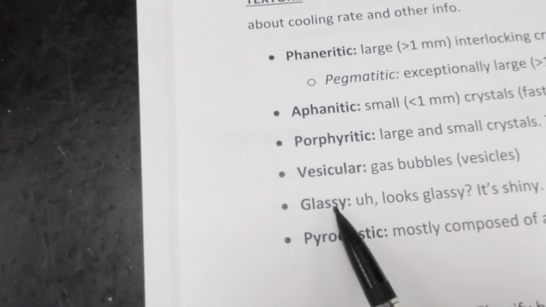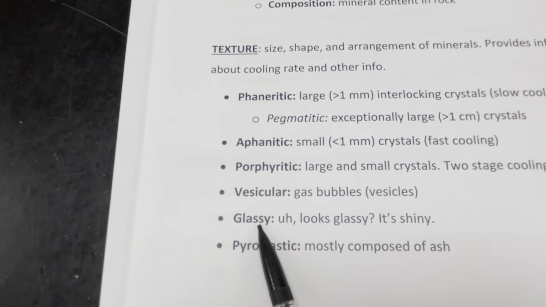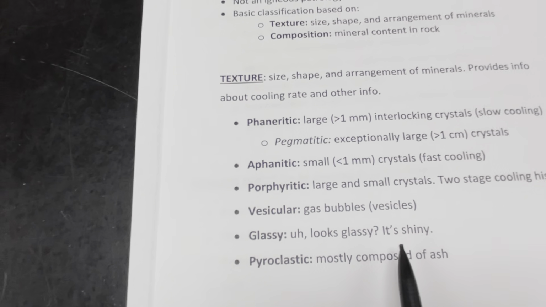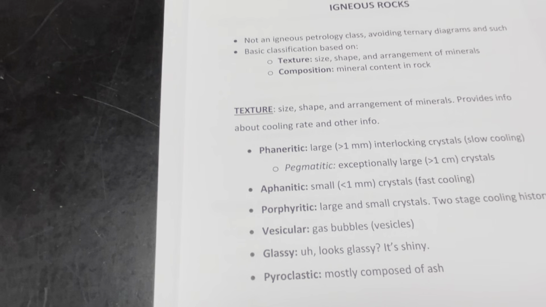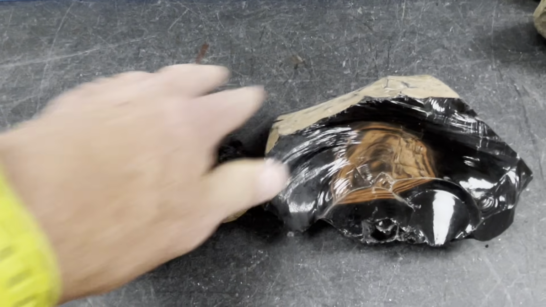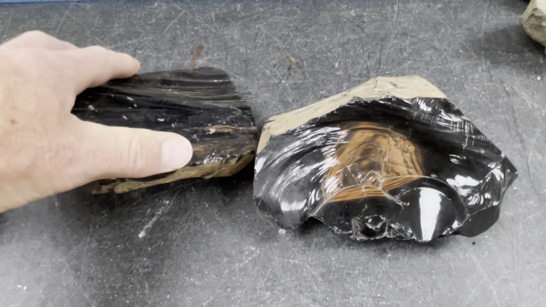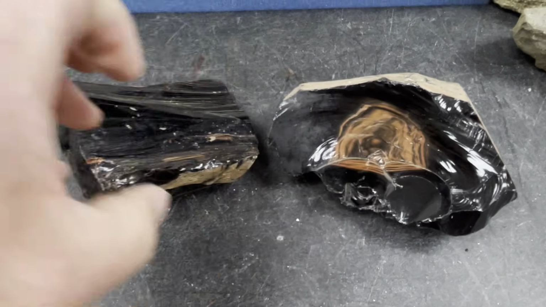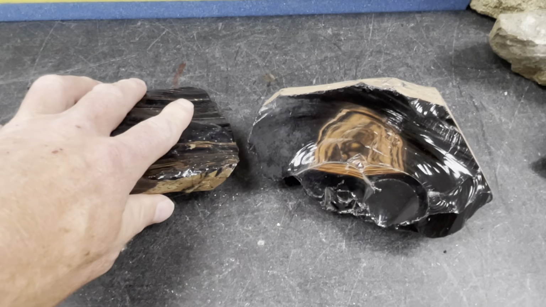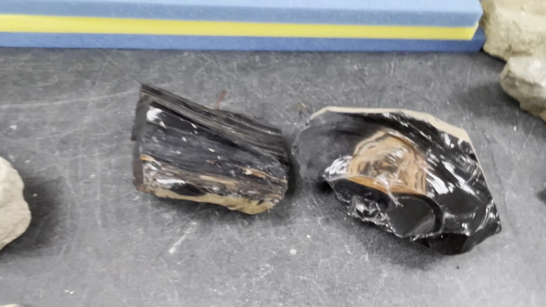One texture we have is glassy. What can I say about glassy? It looks like glass, it's shiny. Glassy rocks tend to form primarily due to very, very rapid cooling. And our true glassy rocks that we'll spend some time with are the obsidians. The obsidian rocks basically cool so quickly that no minerals actually form. They're actually unordered elements. We'll spend more time on these later, but this is an example of a glassy texture.